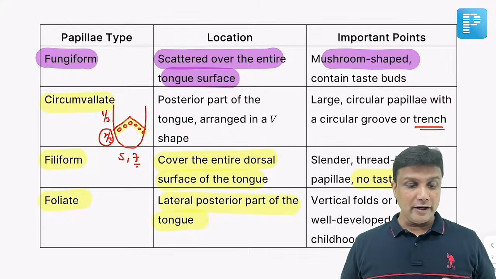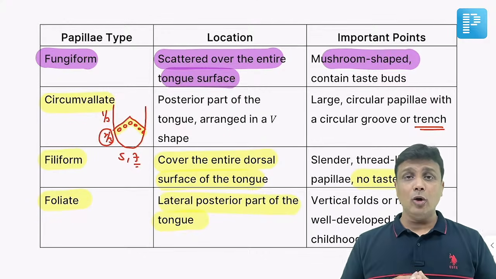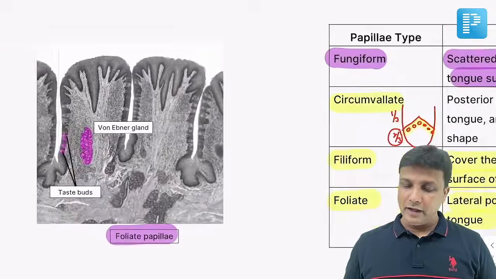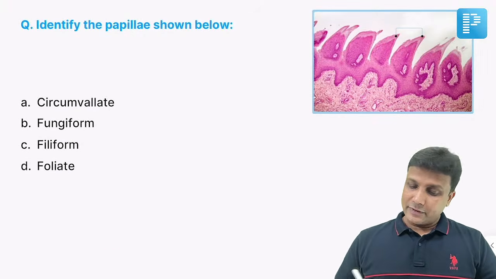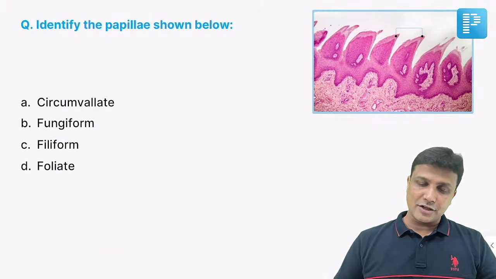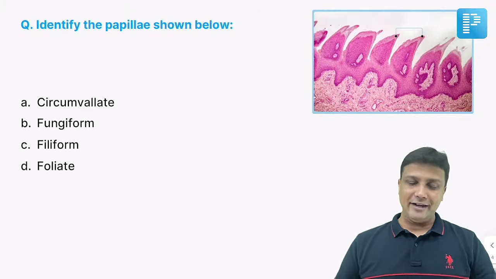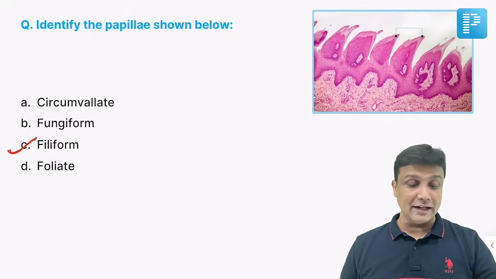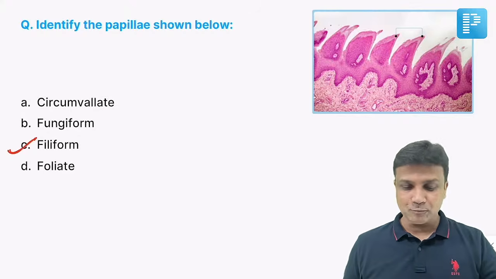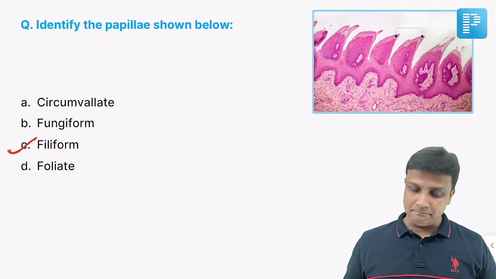Now, these are all the points you have to remember about the papillae here. So, fine. Now, in this diagram, yes, what is the papillae given after all the discussion? I hope you are easily able to identify right now. This one here will be the filiform papillae here. So, that is a filiform papillae. Yes. Perfectly right, my dear friends.